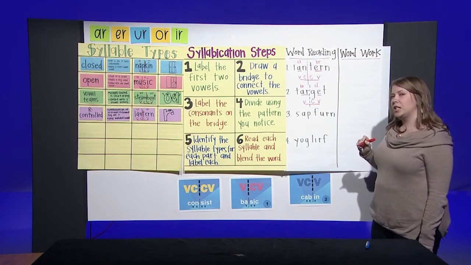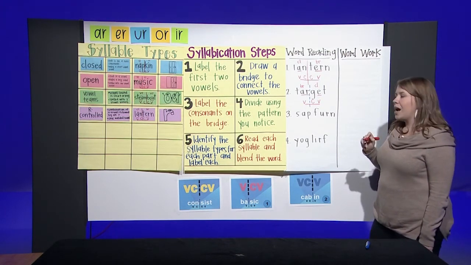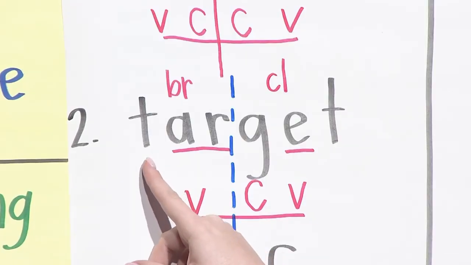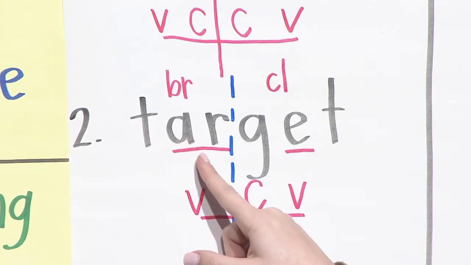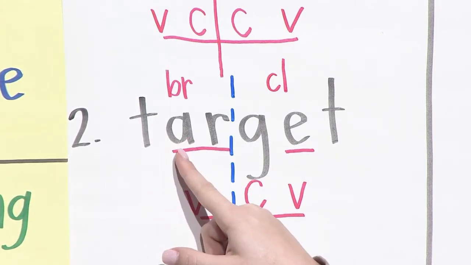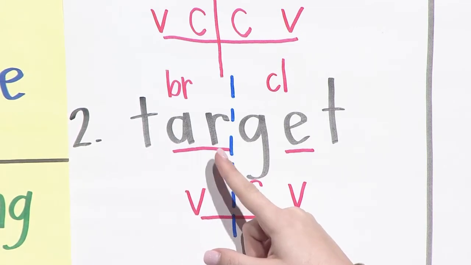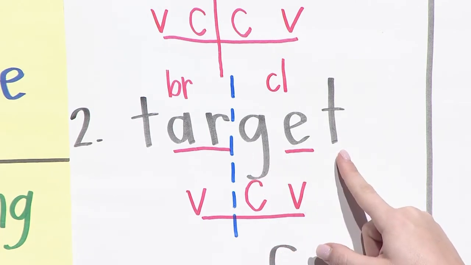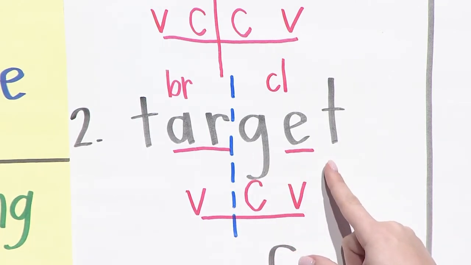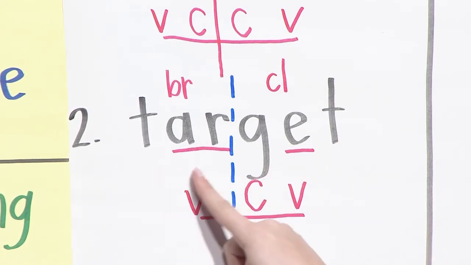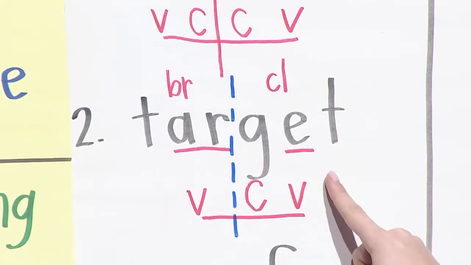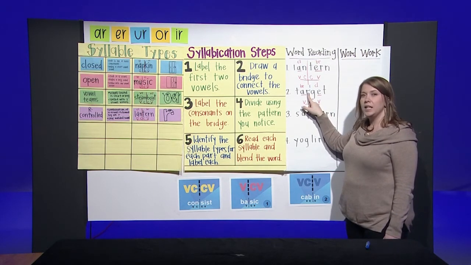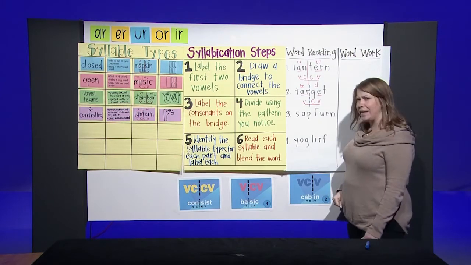Let's read each syllable and blend this word. I want you to take the lead, and I'm going to follow. Let's start with the first part. T-R, tar. G-et, get. Target, target. Very good job. Remember, together, AR make one sound, R. All right, let's try another.